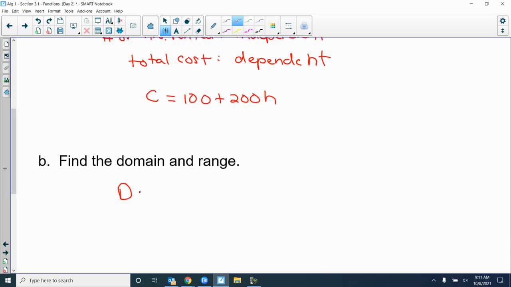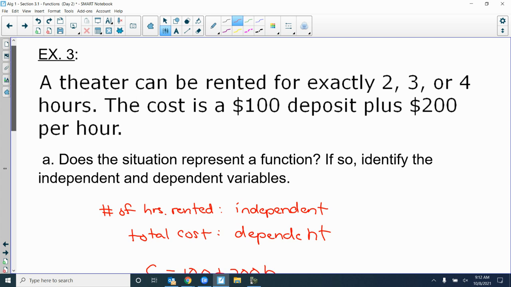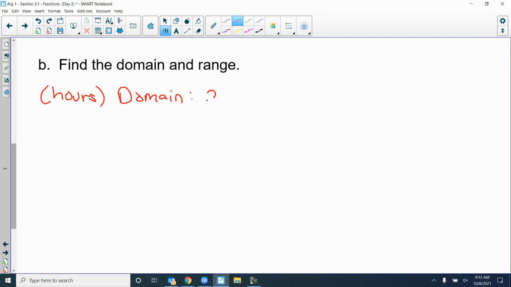Domain. All right, this is a little bit different than the other one. The domain is going to be the number of hours. Does it give us some conditions about the number of hours? 2, 3, 4. That's it, right? How do I list the domain then? 2, 3, or 4. You don't do the less than or equal to because it's either 2, 3, or 4. It's nothing else. That's your domain.